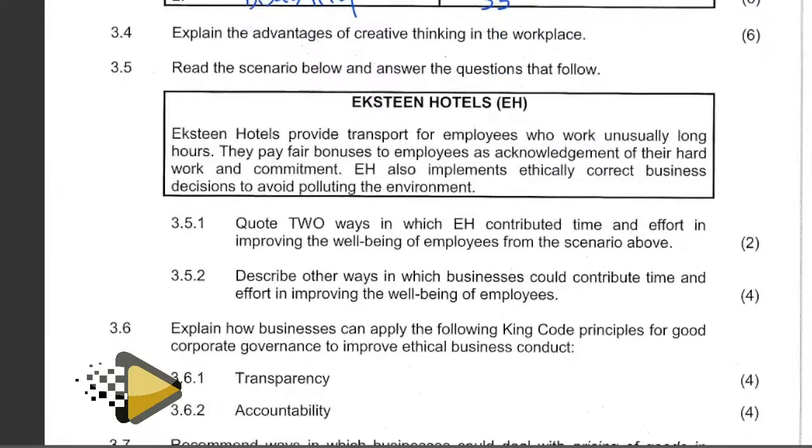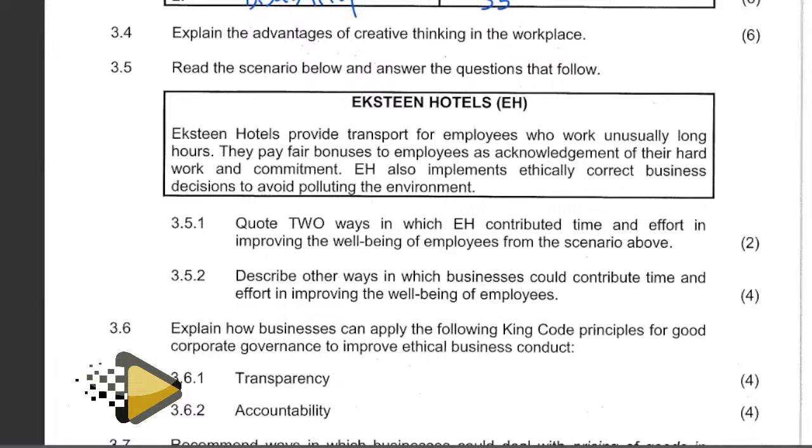So the next question that we are faced with is 3.4. And this 3.4 reads as follows: Explain the advantages of creative thinking in the workplace. So now let's check how best we can explain the advantages of creative thinking in the workplace.